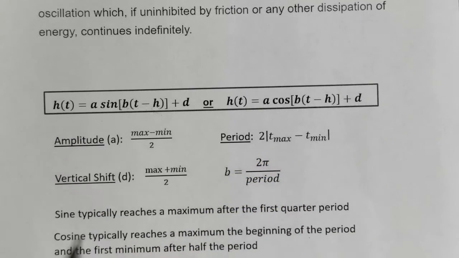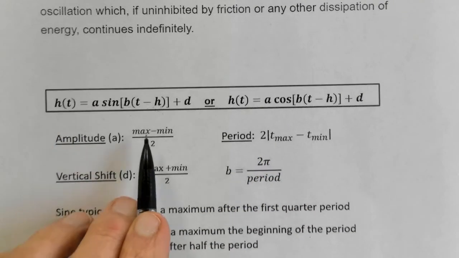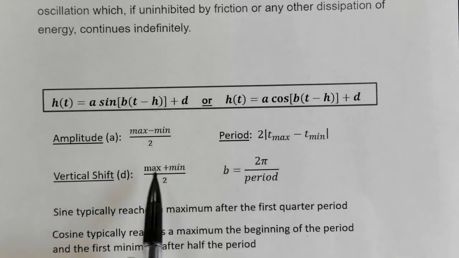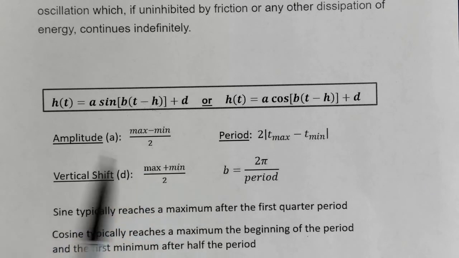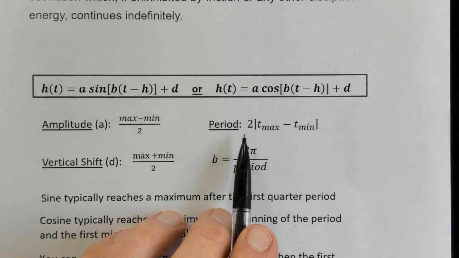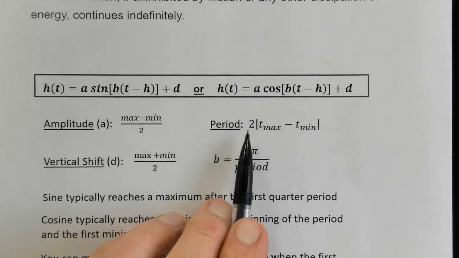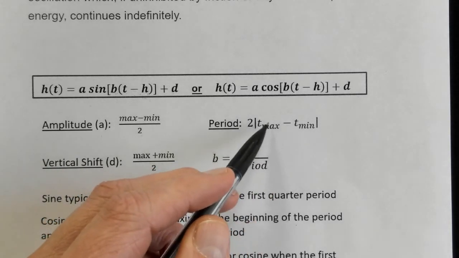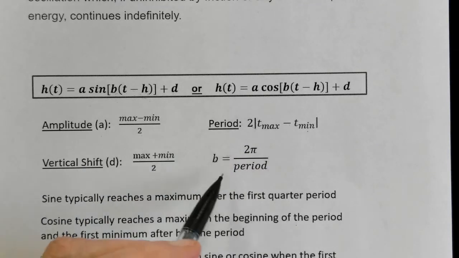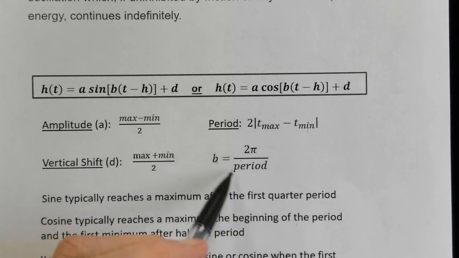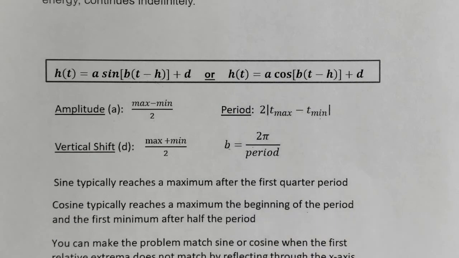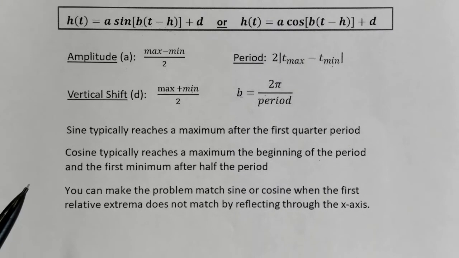As far as finding different parts of the equation, a still stands for amplitude, and it's max minus min divided by 2. The vertical shift is still d, and it's max plus min divided by 2. We have a little different way to express the period here. It's 2 times the absolute value of the max minus the min. And of course, finding b is 2 pi divided by the period, so there's no change there. All right. So that's kind of the model for the sine and cosine equations to represent harmonic motion. And here's some other things that we need to consider.